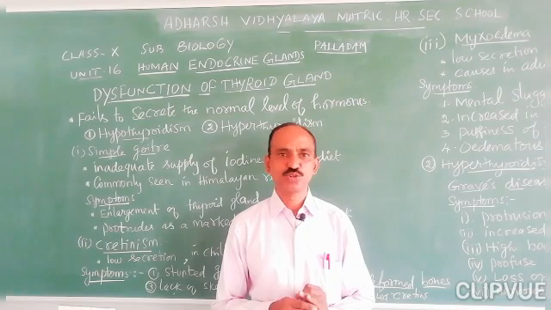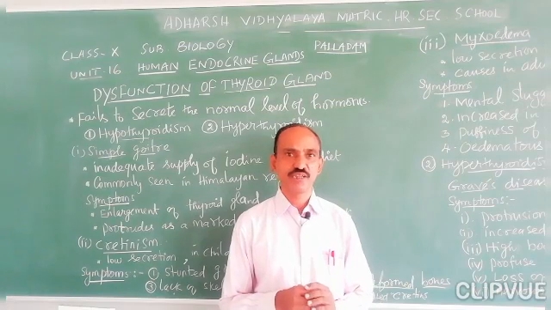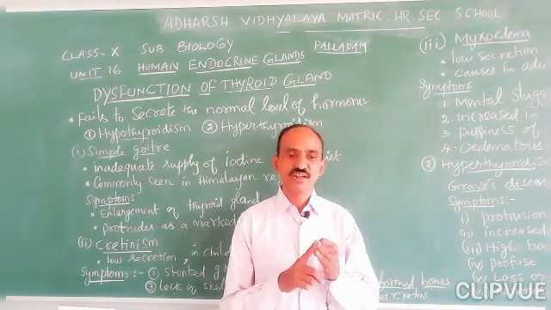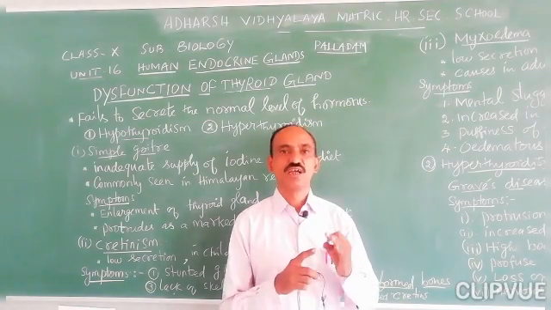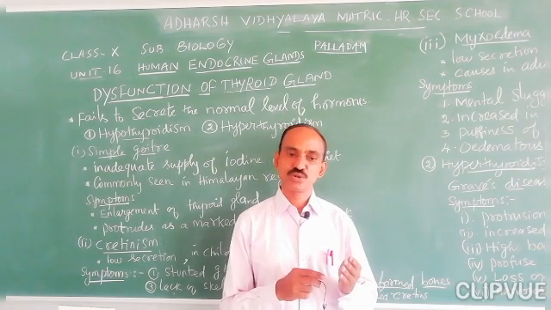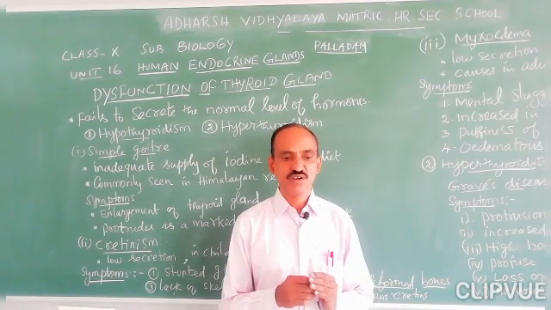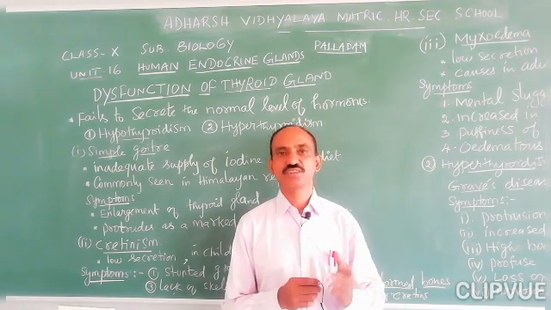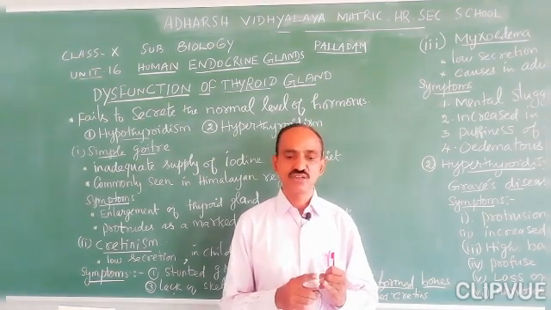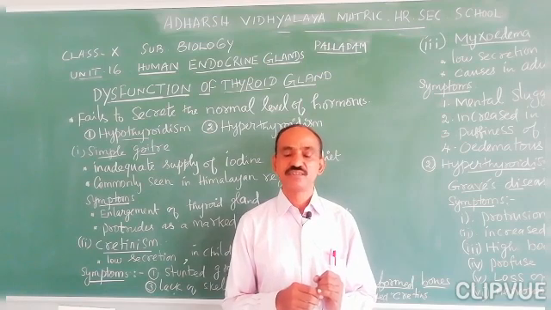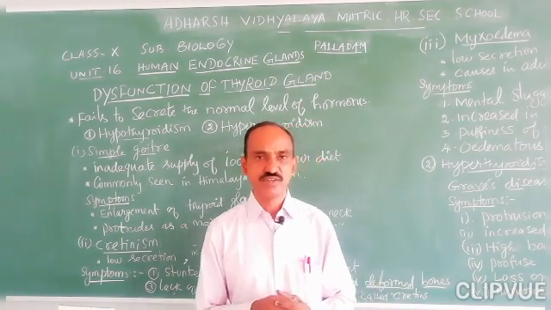The pituitary gland contains 2 lobes, the anterior lobe and the posterior lobe. The anterior lobe secretes 5 different types of hormones: growth hormone, thyroid stimulating hormone, ACTH (adrenocorticotropic hormone), GTH (gonadotrophic hormones), and the 5th one is prolactin or lactogenic hormone. The posterior lobe secretes 2 hormones: ADH, antidiuretic hormone or vasopressin, and oxytocin. Then we have seen the functions of the pituitary gland.